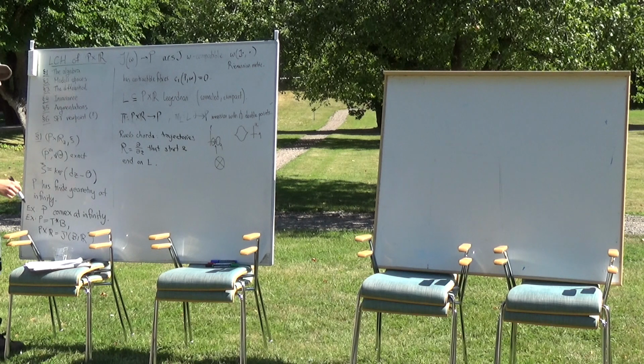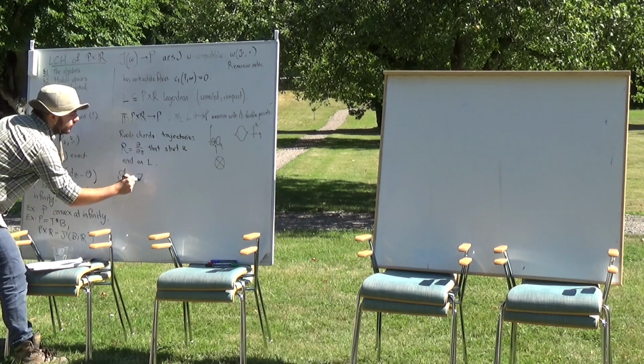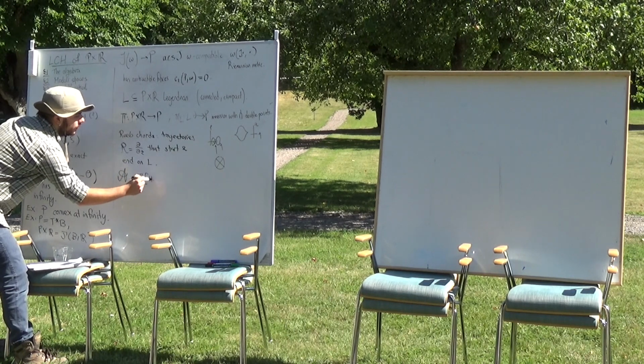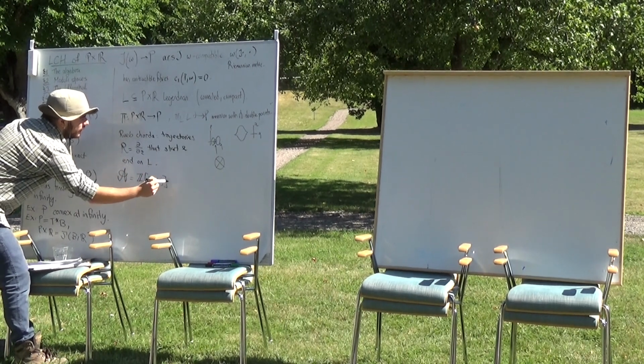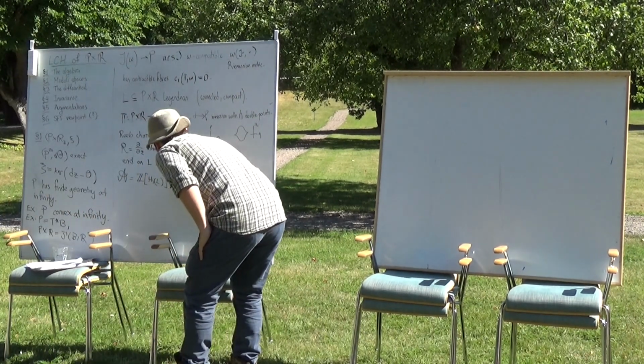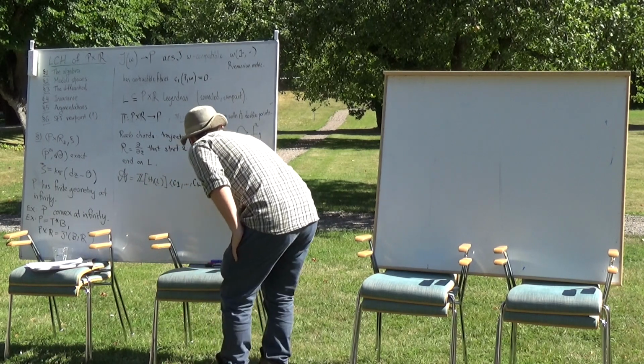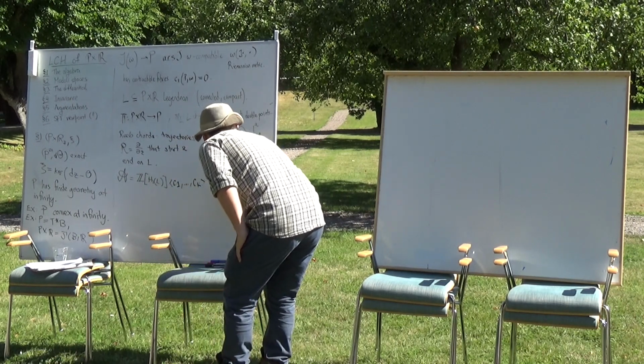Okay. So these are the Reeb chords, and then my contact homology algebra is going to be the free algebra over this coefficient ring generated by the Reeb chords. Free associative algebra.